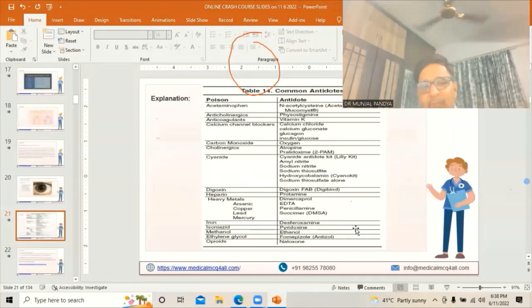This is the chart of all the poisonings that are commonly asked in the exam. I have posted it here, all the things. Acetaminophen is N-acetylcysteine, anticholinergic, anticoagulant is vitamin K, calcium channel blocker, and so on. I will share it with you, so you should keep in mind all these things. We will get back to you. That's it. This is the explanation. Great, so this is the chart.